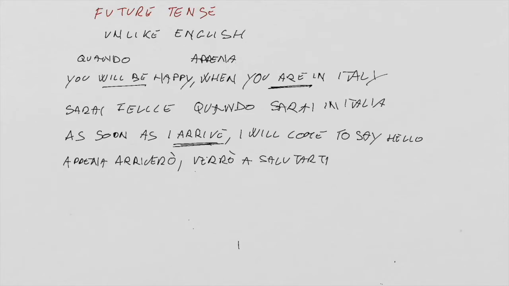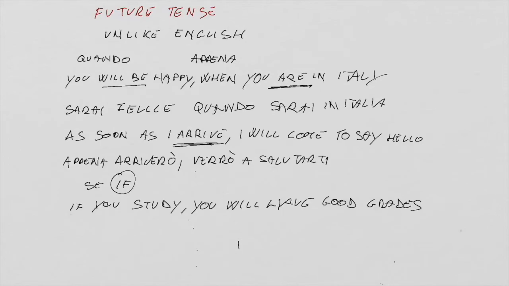The Italian future is also used after se, if, in hypothetical clauses expressing a future action, where in English you use the simple present. For example, if you study, you will have good grades. If you study, you see you have the present tense, study. You don't say in English if you will study. In Italian, on the contrary, in this case, you must use the future tense. So, se studierai, avrai buoni voti.